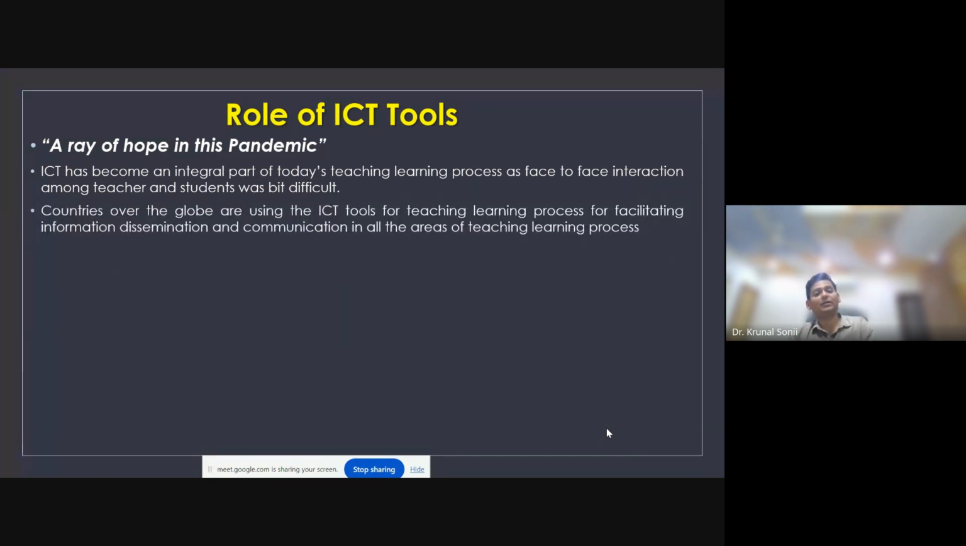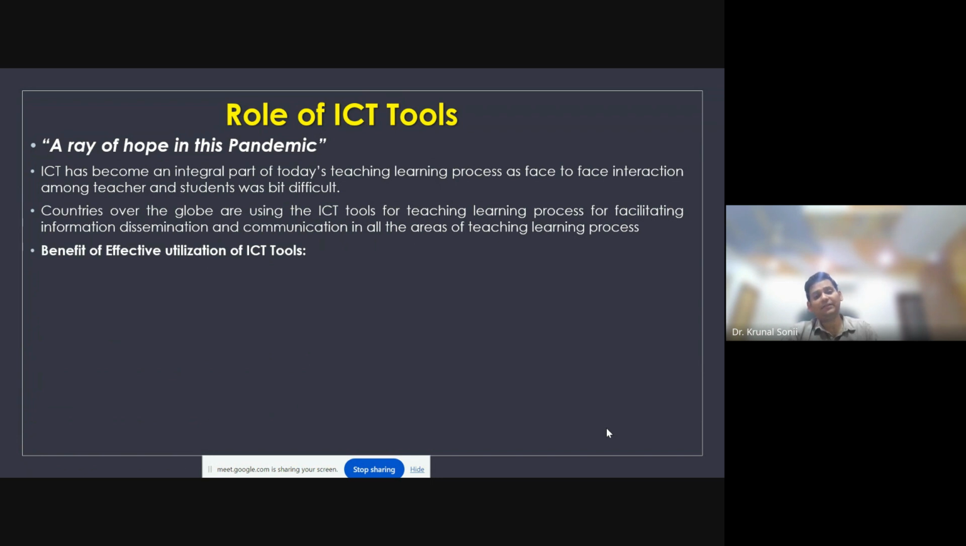Countries all over the globe are using ICT tools for the purpose of facilitating information dissemination and communication in all aspects where it is required, right? It could be through WhatsApp, through email, or through audio-visual calls on various platforms. So this is quite possible with the use of ICT tools and techniques.